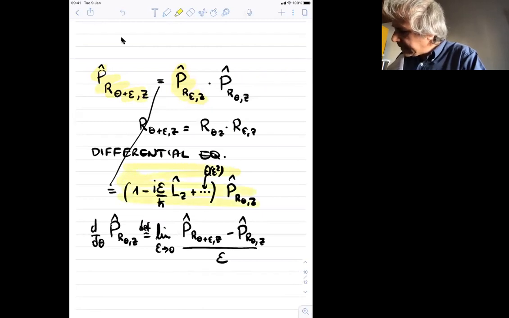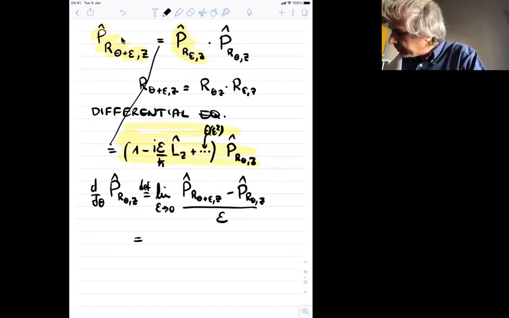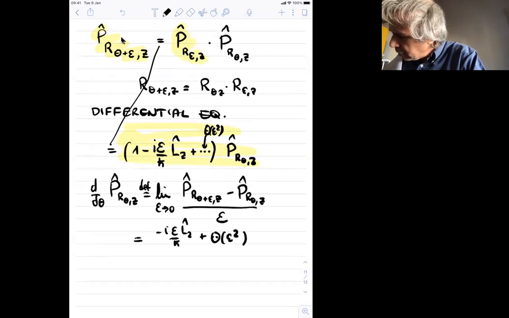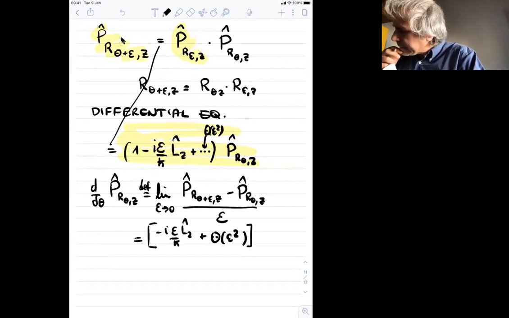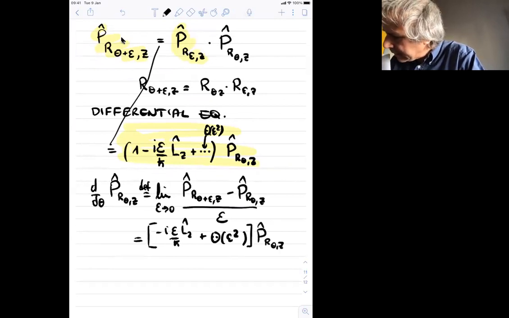Okay? And then I subtract the P of R and theta, which is the 1. If you do the algebra, you will see that the result of this subtraction is minus i epsilon Lz over h bar plus the order epsilon squared term, which I didn't indicate, times P of theta. The 1, in other words, is cancelled. That's the crucial point. This 1 is cancelled when I subtract the P of R and theta.